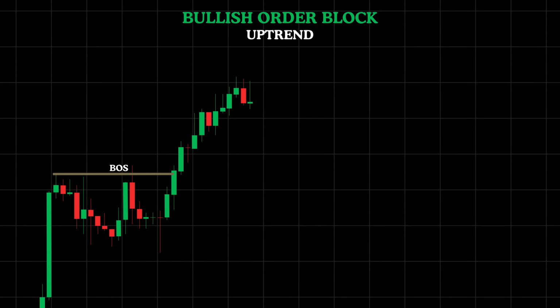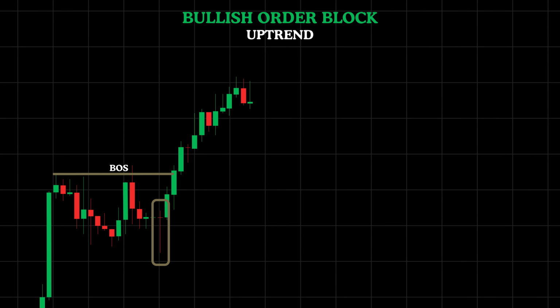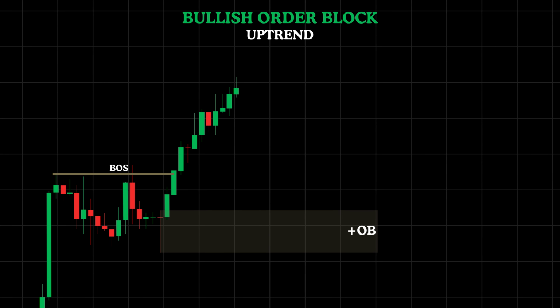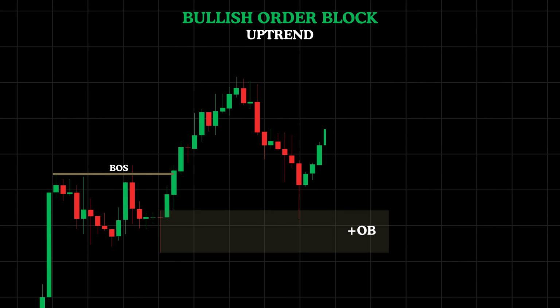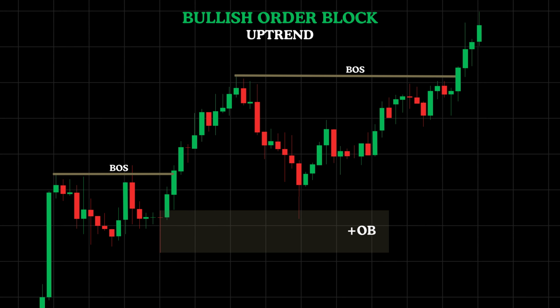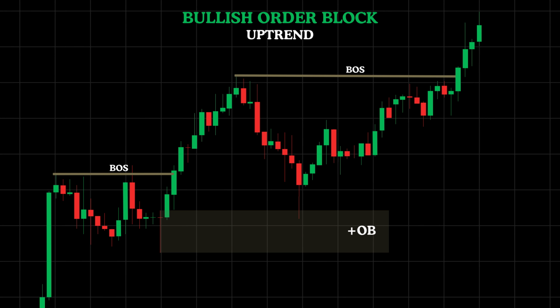Here we have the final red candle before the price pushes up, making it a bullish order block. The market later returns to that zone, perfectly mitigating the order block, and then rallies upward again, creating a fresh break of structure. This is a bullish order block represented by a plus.